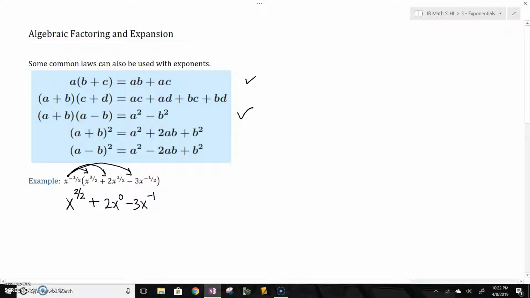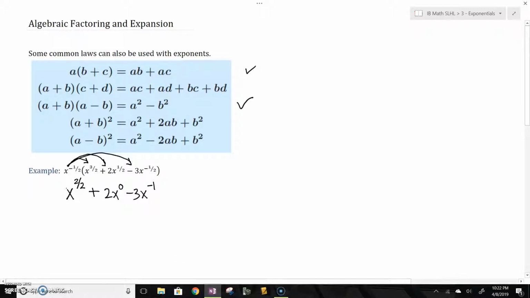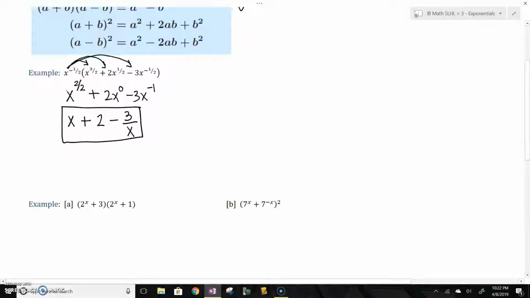Now let's make it a little prettier, right? It's just bad manners right now. It's a correct answer, but it's bad manners. I can write things like x to the first, which we would just leave as x, plus now 2x to the 0 is just 1, so plus 2, and then minus 3. Now x to the negative 1 means, hey, let's just move that x to the denominator, and there you go. A beautiful expansion of that problem.